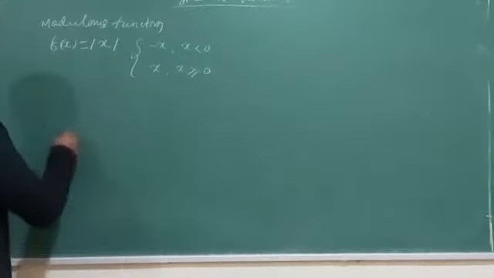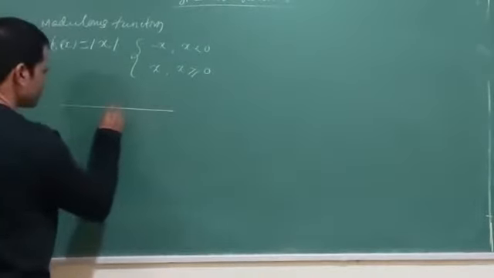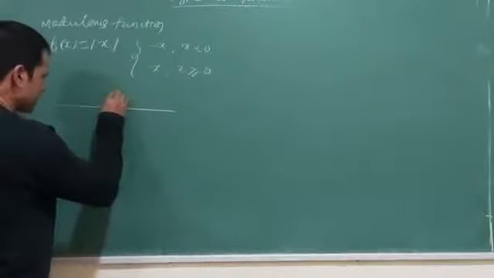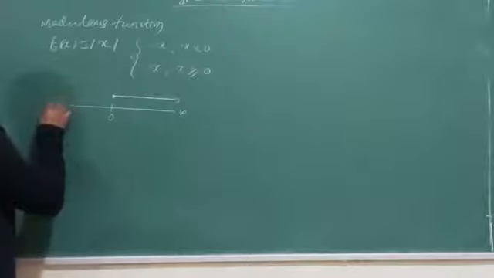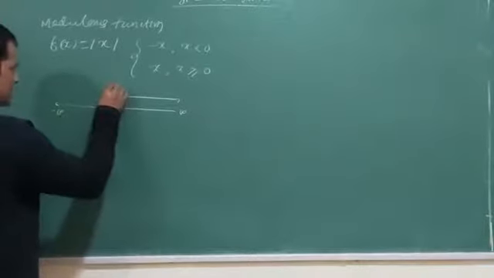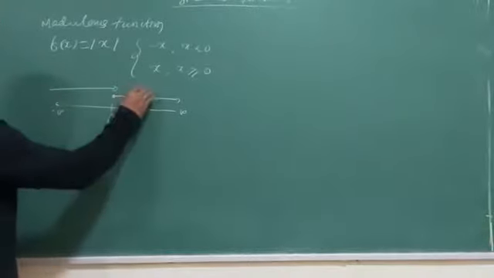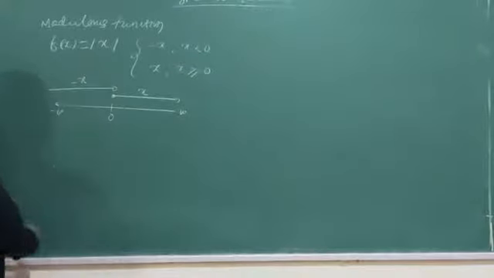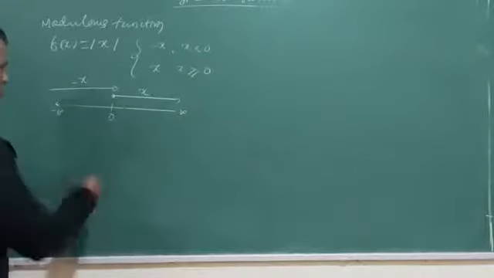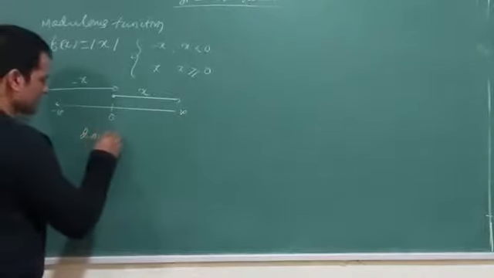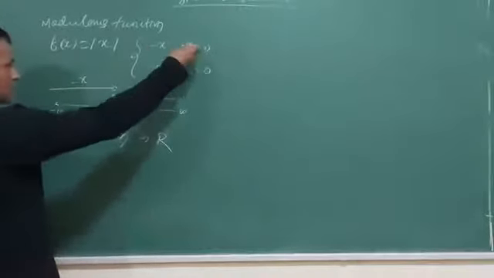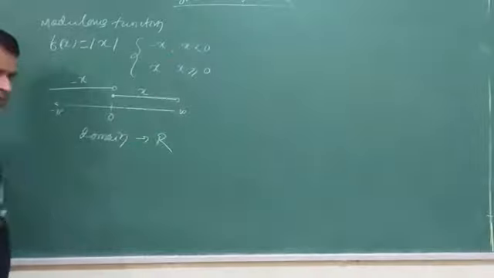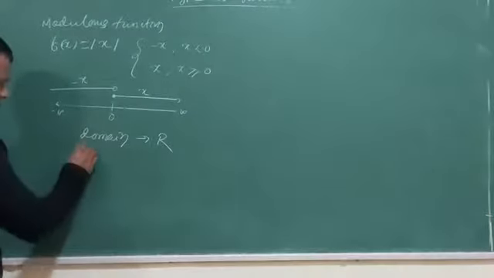Clear? That means in the number line, 0 is the partition value. On the right hand side of 0 it is positive, and on the left hand side of 0 it is negative. This is x, this is minus x. This is for the modulus function. So what is the domain? Domain means what values I am considering on the number line. Domain is R. I am allowed to take all values, greater than 0, less than 0, equal to 0, everything.